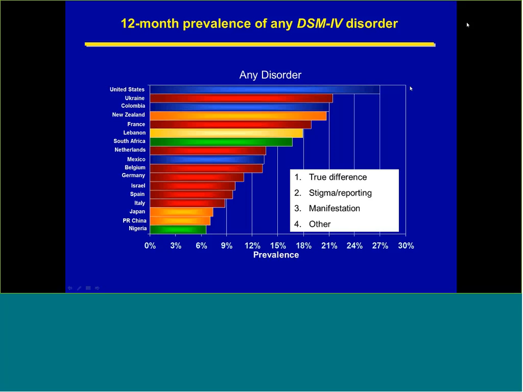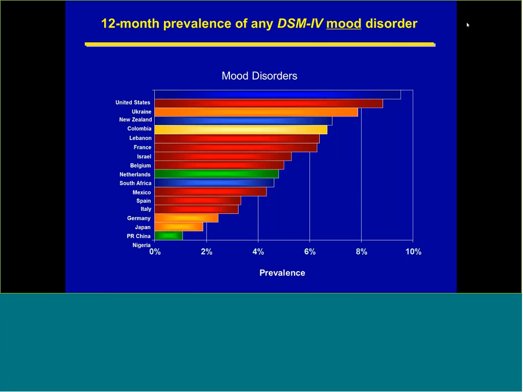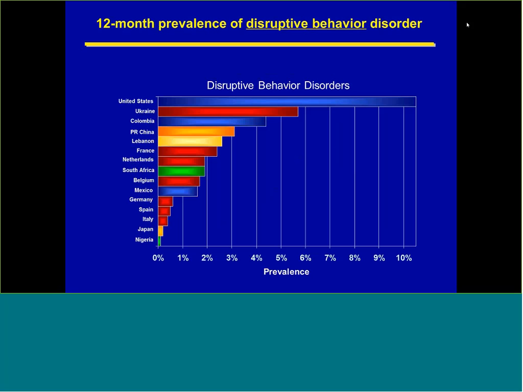These are data on any disorder. And although we see variability, I think what's interesting to note is anxiety disorders, although they vary in prevalence, are consistently the most frequently reported in all countries examined. So you see on the bottom of the scale here, rates go up to 20%. Mood disorders occur much less often, only up to 10% of people in these different countries. Disruptive behavior disorders like oppositional defiant disorder, ADHD occur even less frequently, followed by substance use disorders.